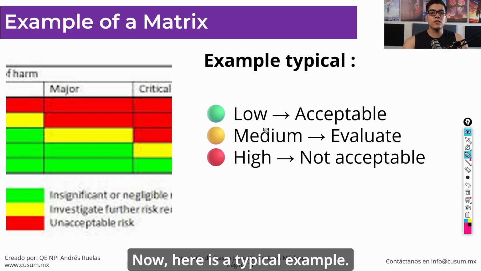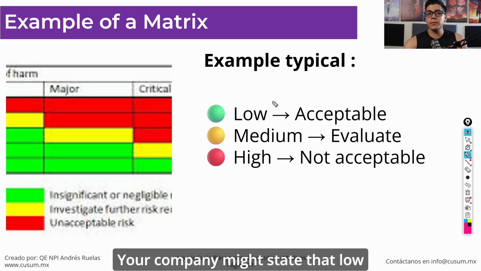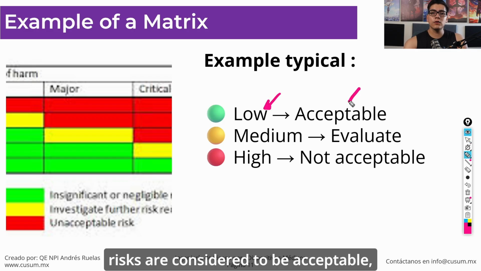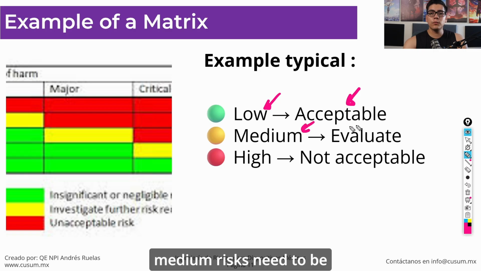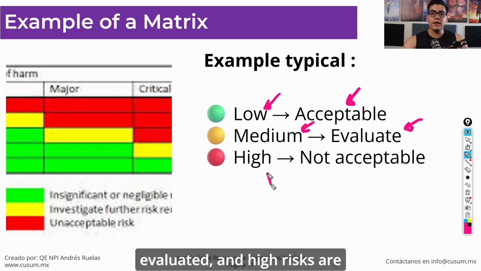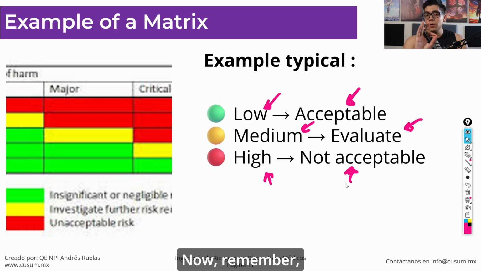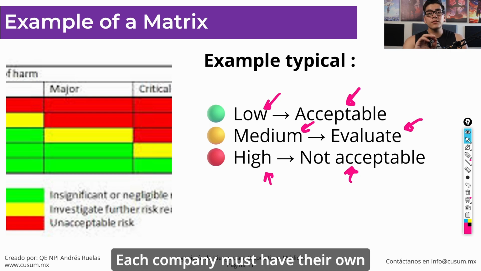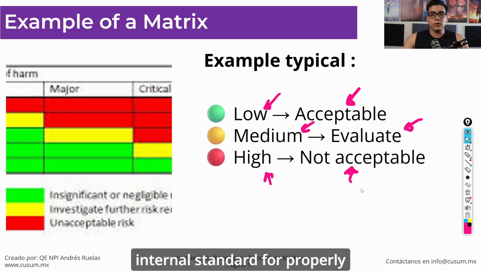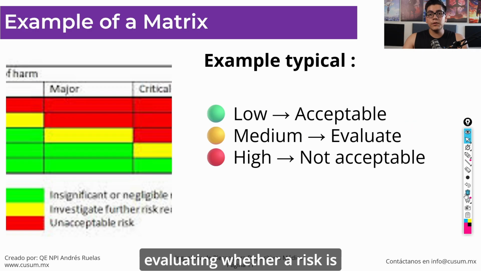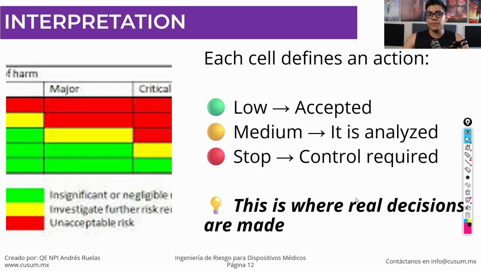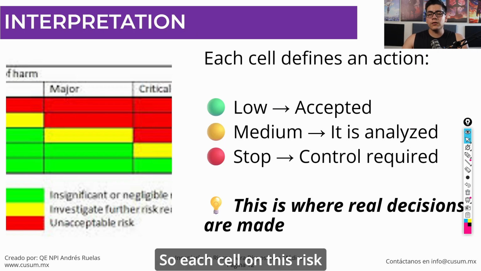Now, here is a typical example. Your company might state that low risks are considered to be acceptable, medium risks need to be evaluated, and high risks are considered not acceptable. Now, remember, each company must have their own internal standard for properly evaluating whether a risk is acceptable or not. So each cell on this risk matrix is defining an action. But again, a risk matrix is just an oversimplification.